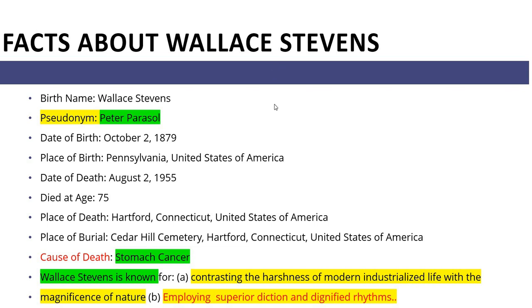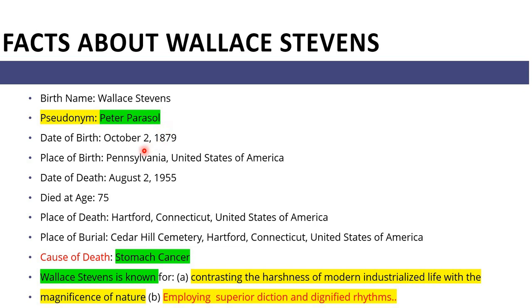The first thing that we need to know is his birth name and his pseudonym, because in exams like UGC NET or in competitive exams there are always questions on the pseudonyms of the author. The birth name of Wallace Stevens is Wallace Stevens as we know it, but the important thing to notice is the pseudonym, the artificial name that he used, which was Peter Parasol.